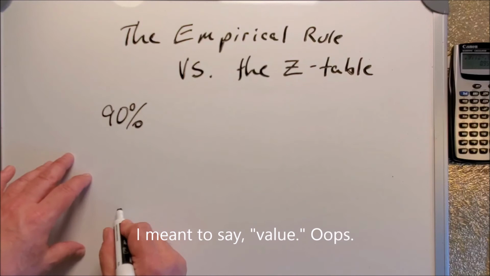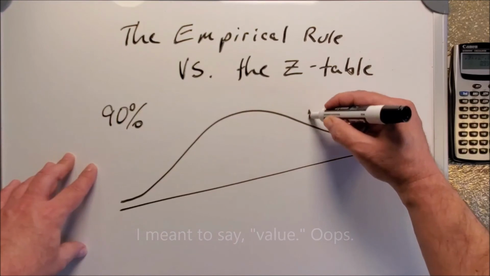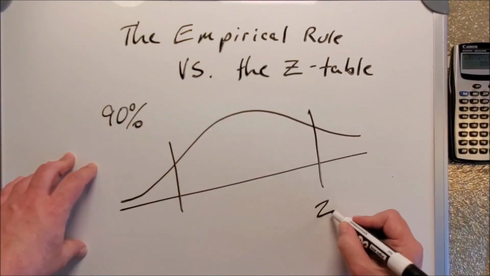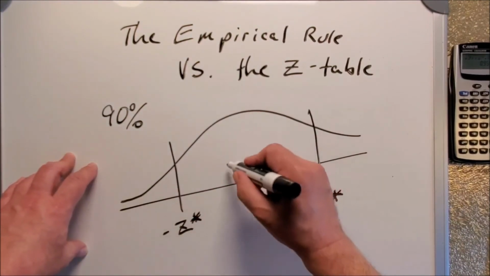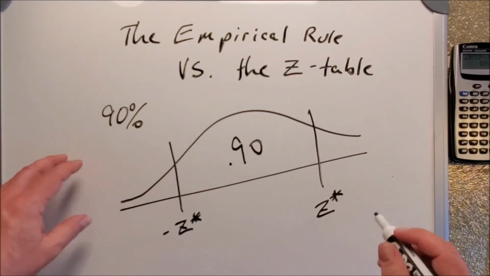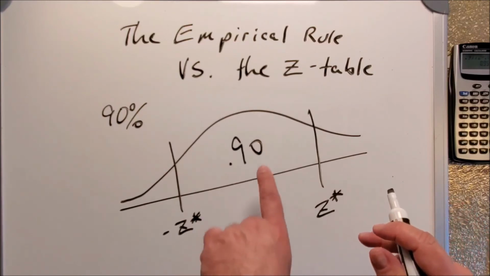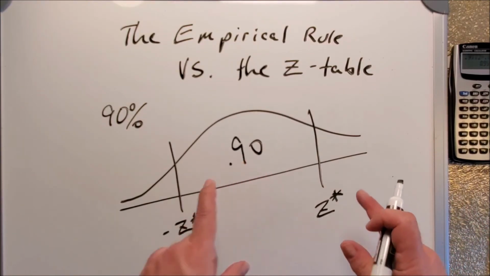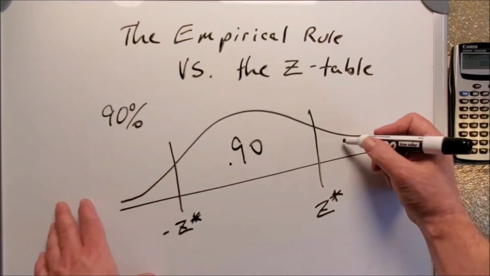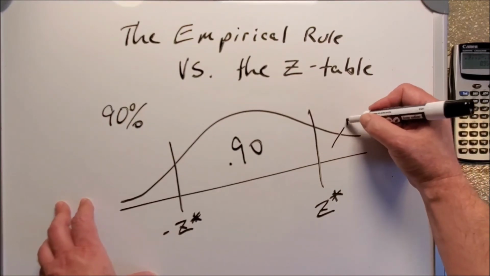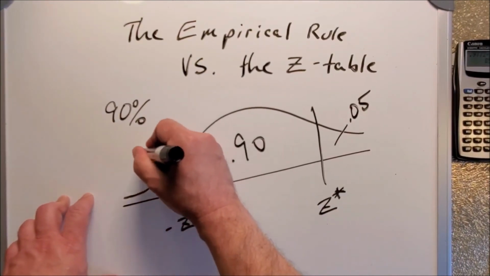Now what that means is that you're going to be looking up a value where there's two values. Let's call them z star and negative z star, where in between you have 90%. Remember that the whole of this thing is 100%. And that means that if we have 90% in the center, we have 10% total in the two tails. If we have 10% in the two tails, then that means that we're going to have 5% in each of the tails individually.